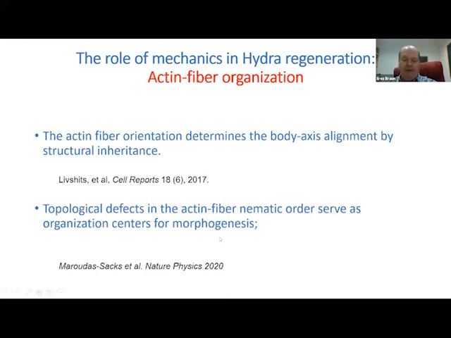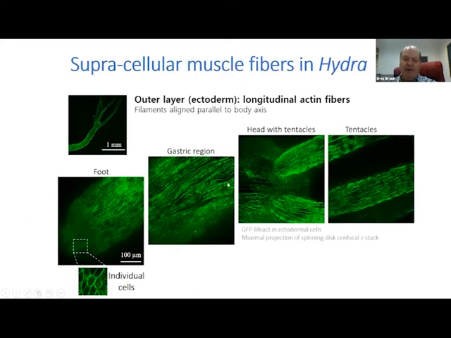And the second, more recent one is on topological defects in the actin fiber organization that we showed in this paper serve as organization centers for morphogenesis. So actin plays an essential role in Hydra, both in physiology and regeneration. This is the basis of the outer layer, the ectoderm. This is a transgenic animal that marks the actin cables. All the actin is inside cells, but then actin fibers connect from cell to cell to cell to cell throughout the entire animal. This is the size of a cell.